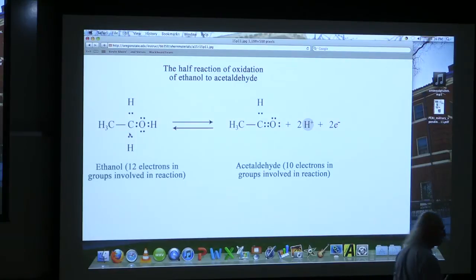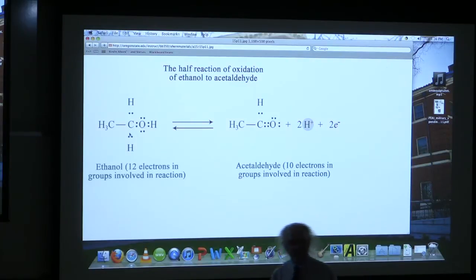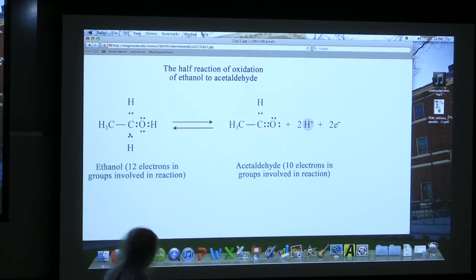Now let's think about what I just told you. Ethanol plus NAD. Ethanol is the reduced form because it has the electrons. NAD is the oxidized form because it doesn't yet have the electrons. Acetaldehyde, however, has lost 2 electrons. It's the oxidized form. NADH has accepted electrons. It's the reduced form.